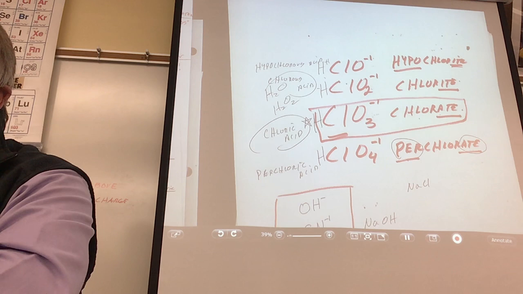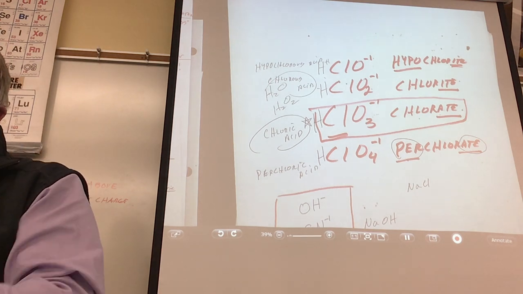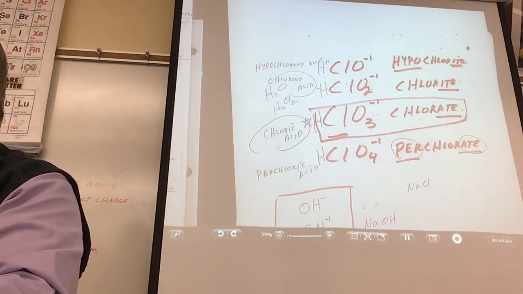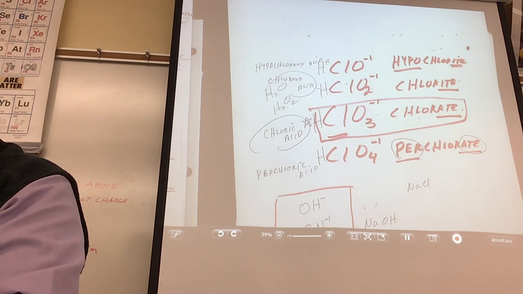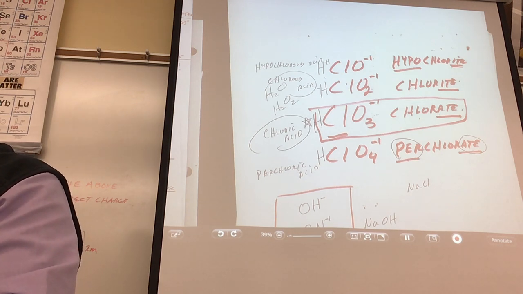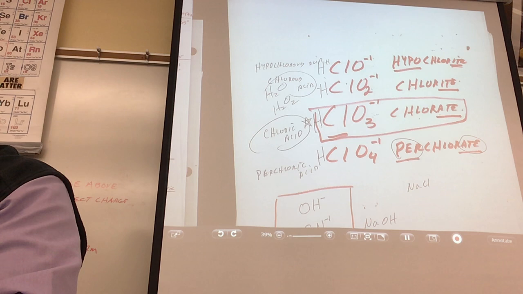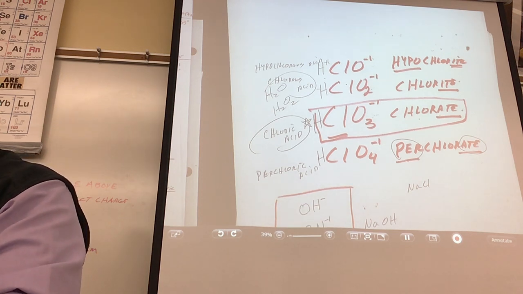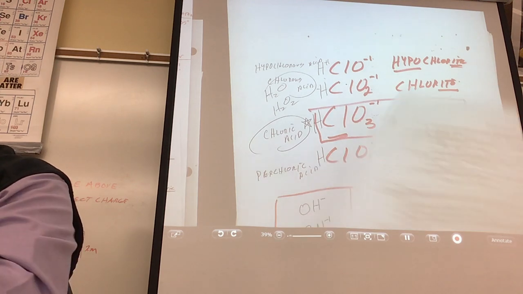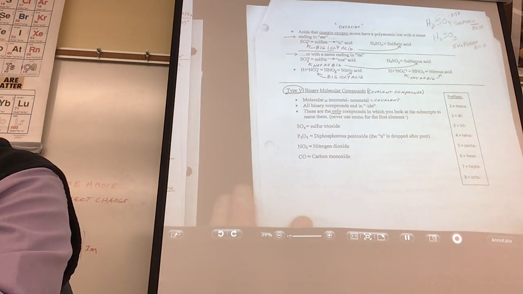Wow, what do you think about that? I don't see how, if you could do the whole chlorate series and name them, I don't see how you're going to be fooled by any other acids. These are acids with oxygen, right? Okay. Now, that's enough. That is type 4. Now, type 5, I taught it in 3 minutes or less.